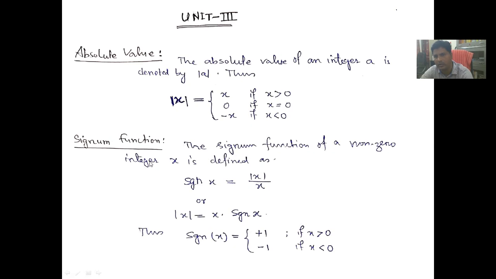The signum function is defined for a non-zero integer. Otherwise, here you will see it is undefined. So it is defined for non-zero integers, and its value is either plus 1 or minus 1, with the help of this absolute value.